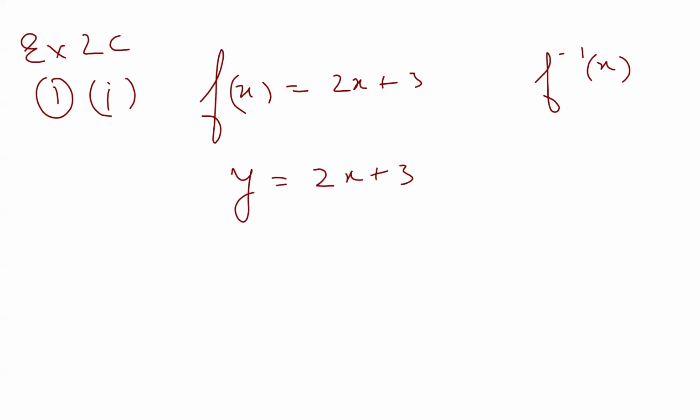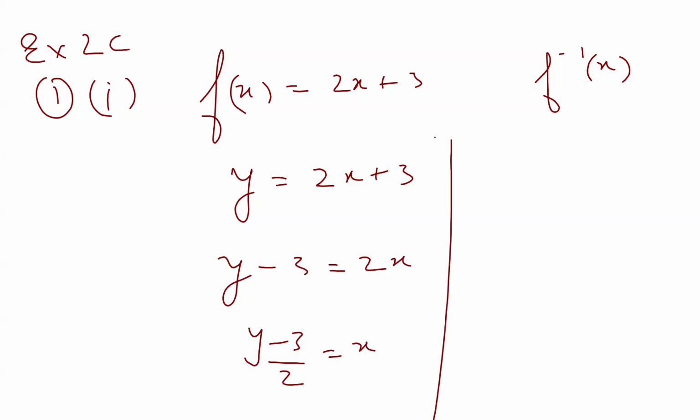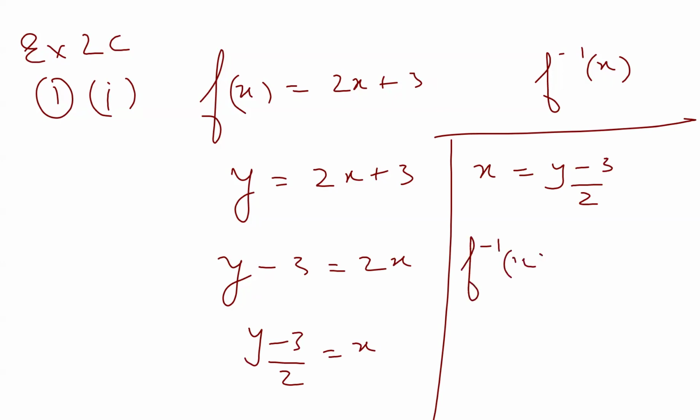So y is equal to 2x plus 3. Y in terms of x will go to x in terms of y. So y minus 3 upon 2 is equal to x. So x is equal to y minus 3 upon 2. So f inverse of x is equal to x minus 3 upon 2. That is the final answer.